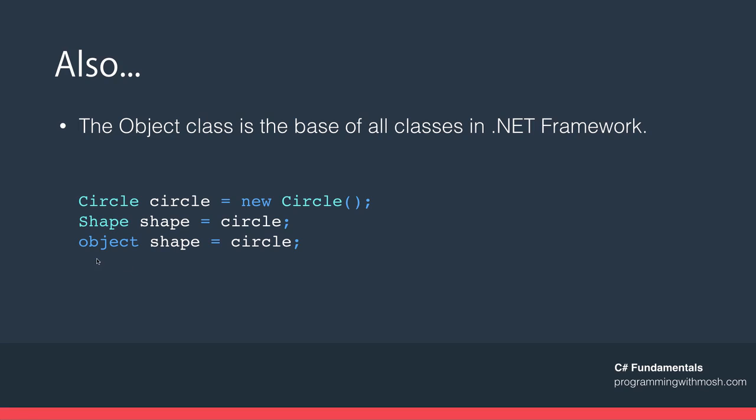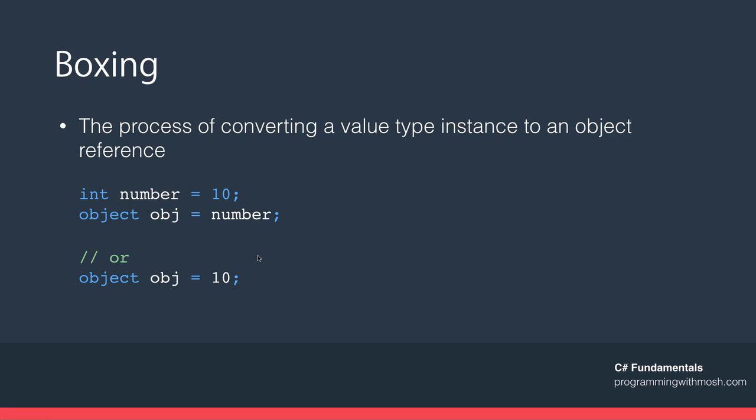So since the object class is the base of all classes in the .NET framework, we can simply point it to any objects, and that object reference will be implicitly converted to the object reference. Now that brings us to an interesting scenario, where we put a value type on the right side of the assignment operator. And this is what we call boxing. So in a formal definition, boxing is the process of converting a value type instance to an object reference. As an example, here I have a number that is of type integer. And since object is the base of all classes in the .NET framework, we can declare an object variable and assign it a value type, as you see here.